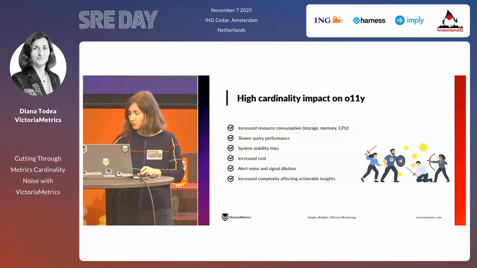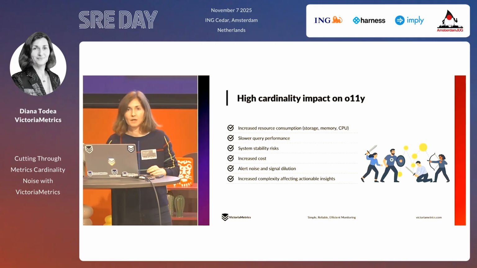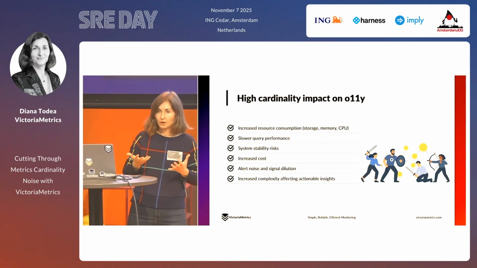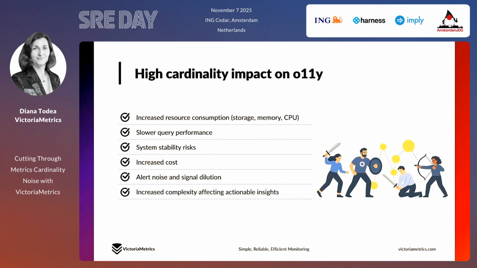So what's the problem? Why do many companies and engineers complain about high cardinality? Well, it will drive up the resource consumption in storage, memory, and CPU. Then we're gonna have slow query performance, system stability risks. Obviously, it will create an increased cost overall, and will affect us in getting valuable insights from the monitoring systems. So overall, we want to get rid of high cardinality, right?